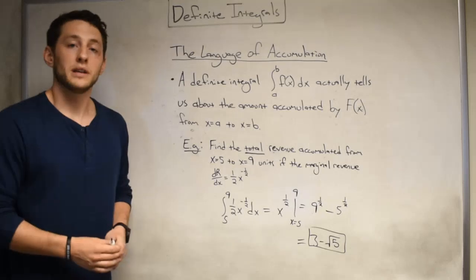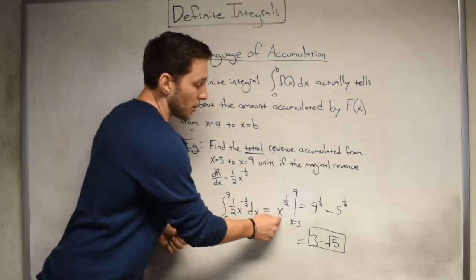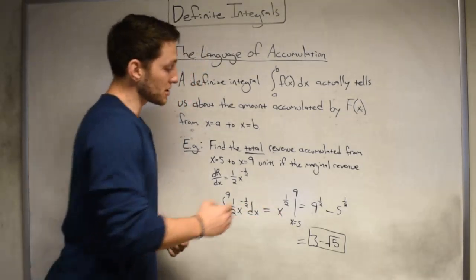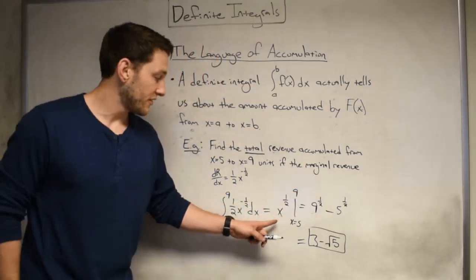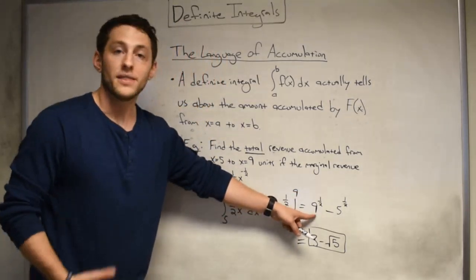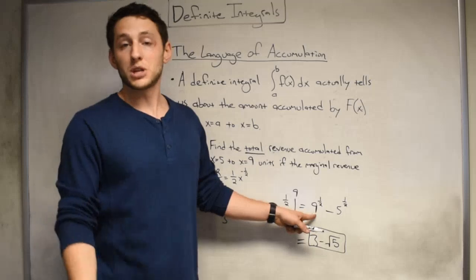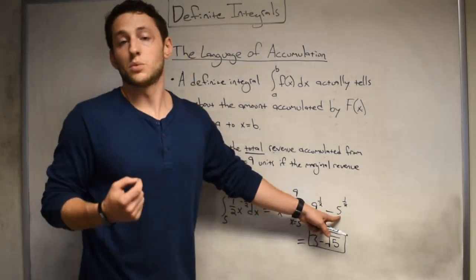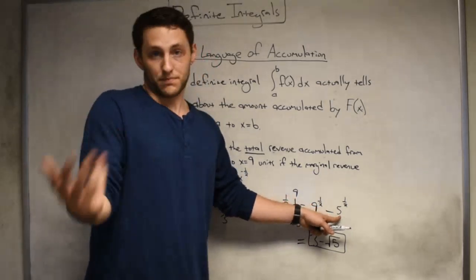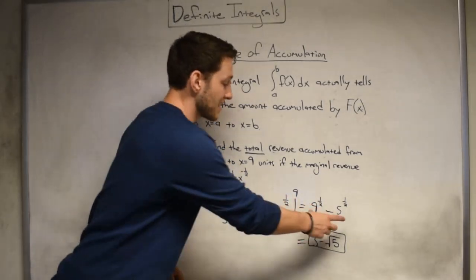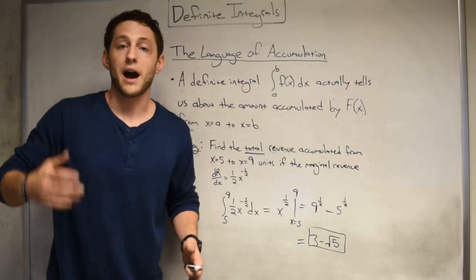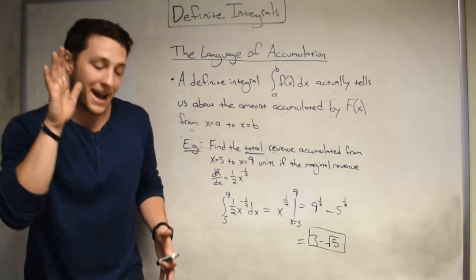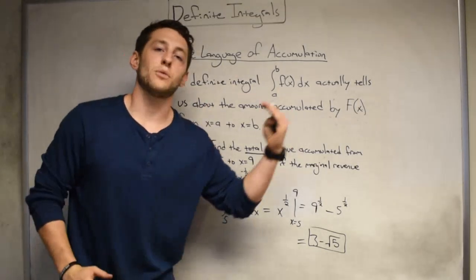Now really what I want you to be thinking of, since this is your total revenue function, is you're just plugging in 9 to your total revenue function, right here. That will just give you the revenue that you have achieved after making 9 units. Similarly, this will just give you the revenue you achieved after making 5 units. So this thing right here really is telling you how much revenue did you gain from x equals 5 units to x equals 9 units.